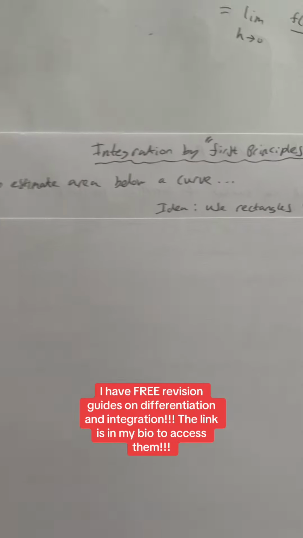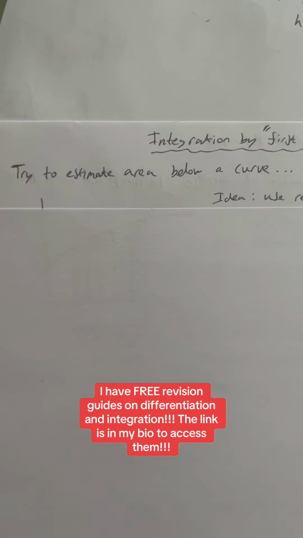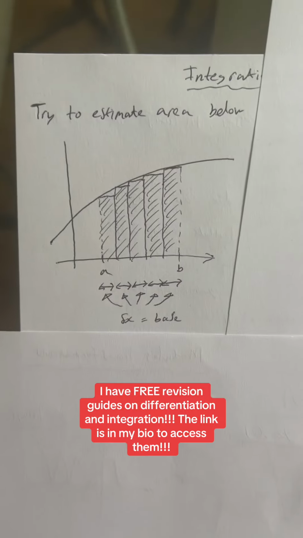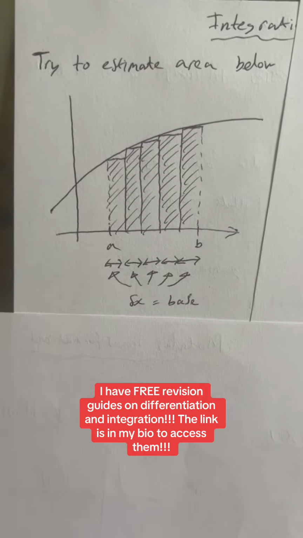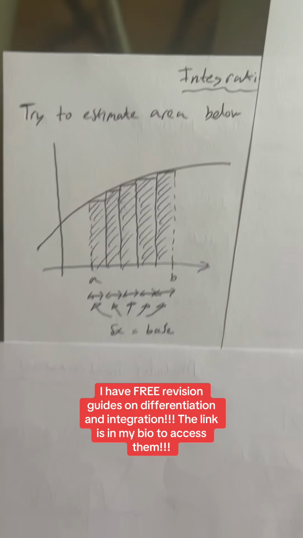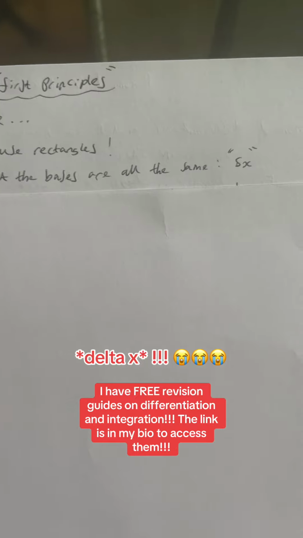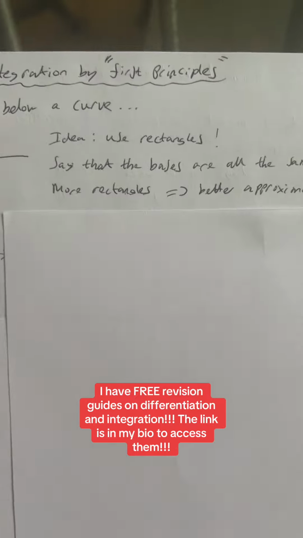So the whole idea of integration is finding areas under curves. We're going to try and approximate an area under a curve between x equals a and x equals b. We can use rectangles to do this. We can draw some rectangles in with a base of dx. That's what we call it. We say the base is dx, a small base dx. And the idea is that we want to use more and more rectangles, because more rectangles means a better approximation.